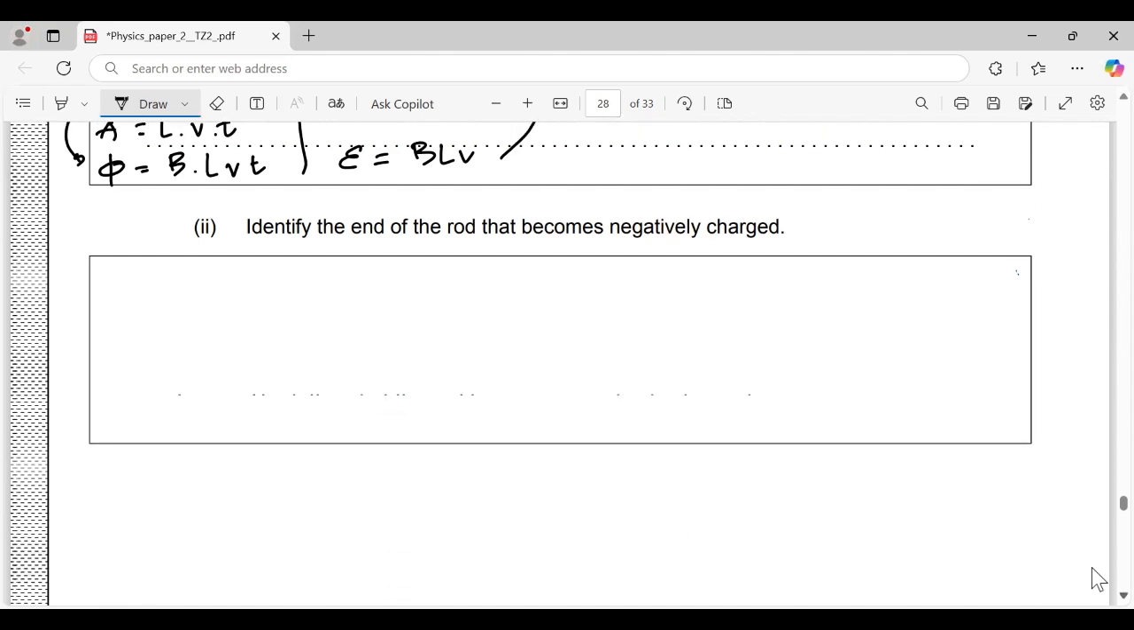Identify the end of the rod that becomes negatively charged. I have provided my explanation about these questions, and you may learn my opinion.